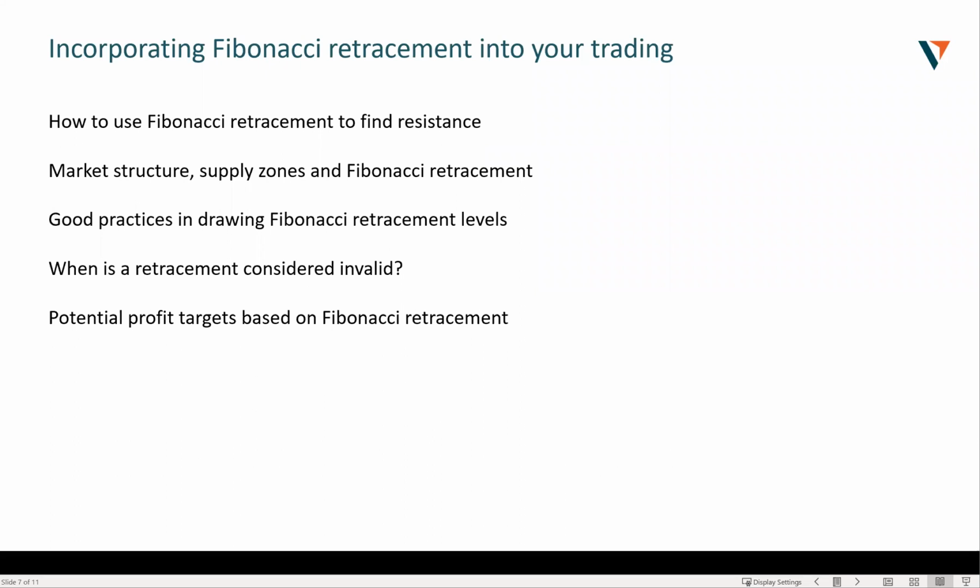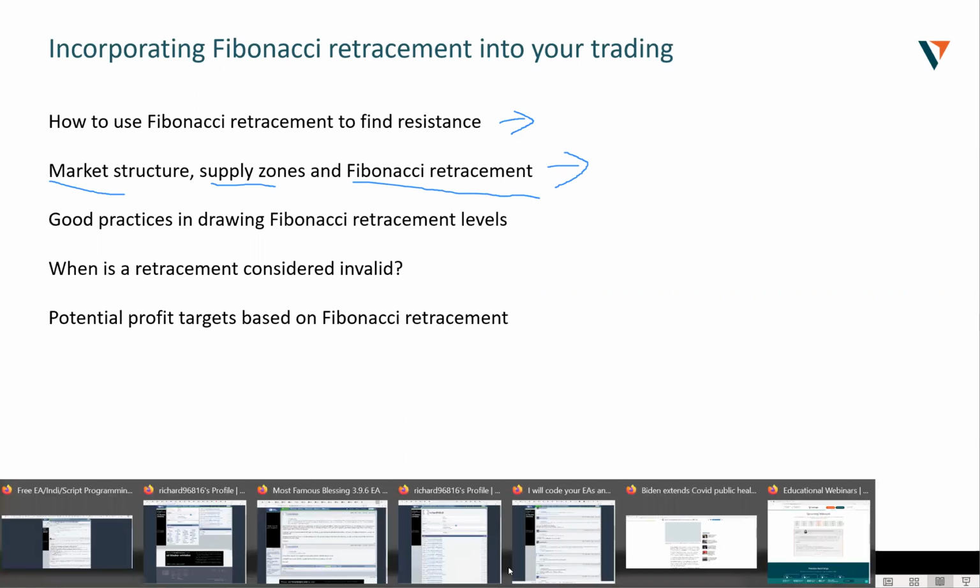So we will take a look at market structure, supply zones, and how we combine them with Fibonacci retracement, right? For this, I'll hop onto the chart now, and we will go through the first 2 points first. So basically, using Fibonacci retracement to find resistance and how we can combine it with market structure, supply zones, and of course our Fibonacci retracement here. So let's take a look at an example on the chart, right?